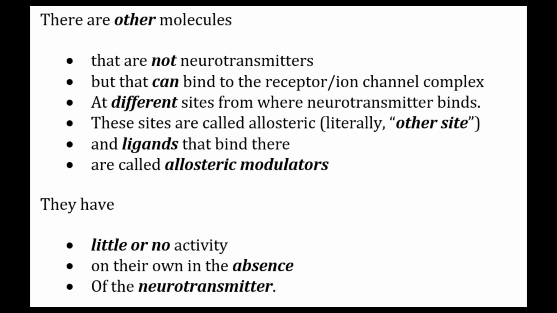Now let's discuss allosteric modulation, PAMs and NAMs. These are other molecules that are not neurotransmitters but can bind to the receptor or ion channel complex at a different site from where the neurotransmitter binds. These sites are called allosteric sites, literally meaning the other site, and ligands that bind there are called allosteric modulators. Interestingly, they have little or no activity on their own in the absence of the neurotransmitter.